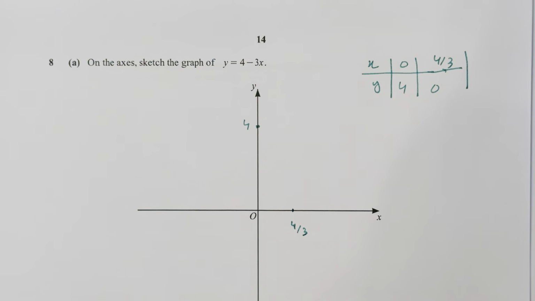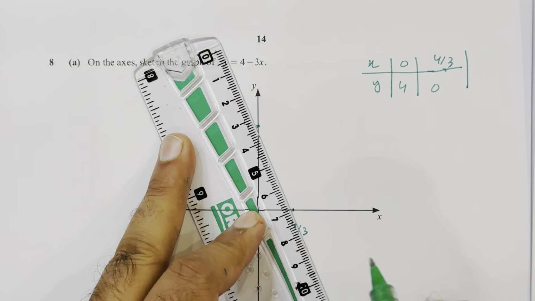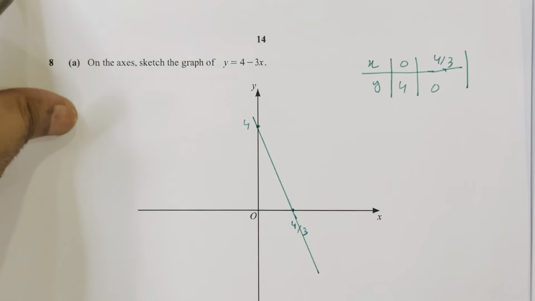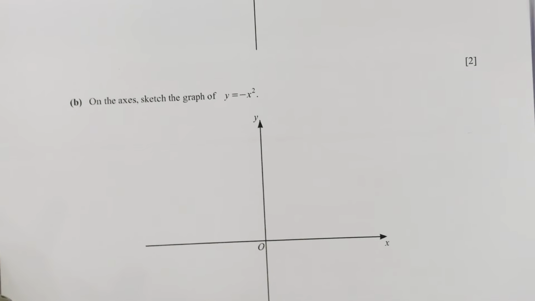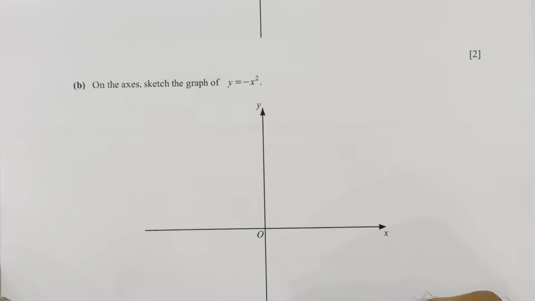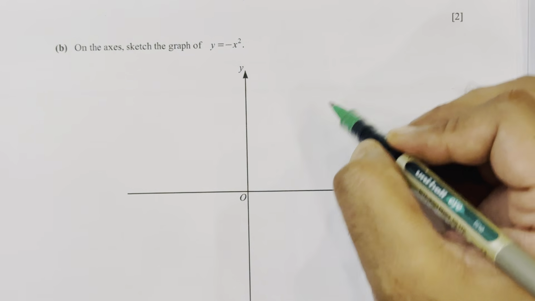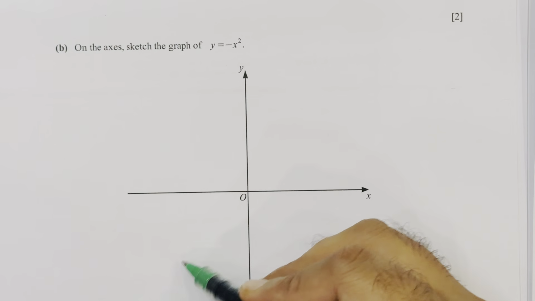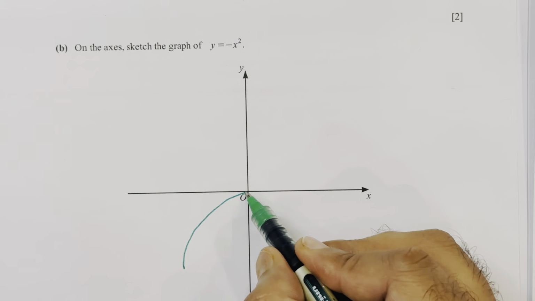So we need to join these points by using a scale. We can easily plot this point. So this was a simple question carrying 2 marks. On the axis sketch the graph of y is equal to minus x square. You need to memorize the shape of this graph. When y is equal to x square, the graph is of this. When it is minus x square, the graph would be like that. It would be an inverted shape of U.